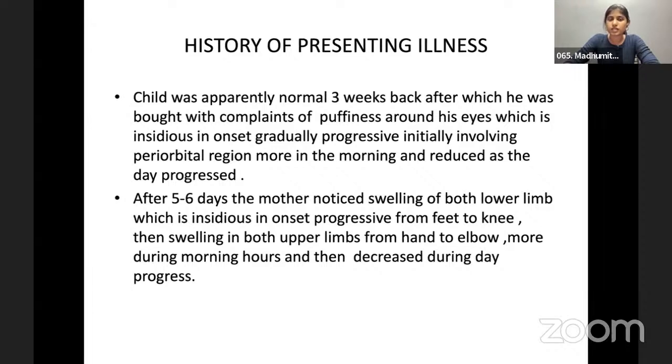History of presenting illness. Child was apparently normal 3 weeks back, after which he was brought with complaints of puffiness around his eyes, which is insidious in onset, gradually progressive, initially involving the periorbital region, more in the morning, and reduced as the day progressed. After 5 to 6 days, the mother noticed swelling of both lower limbs, insidious in onset and progressive from feet to knee, and then swelling in both upper limbs from hand to elbow, more during the morning hours and reduced as the day progresses.